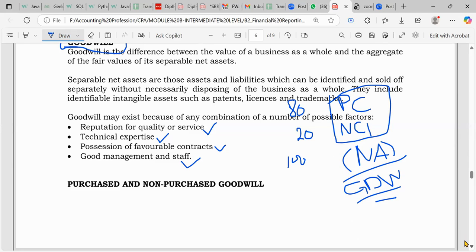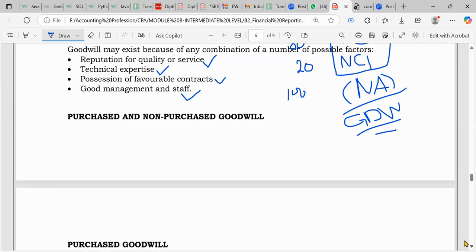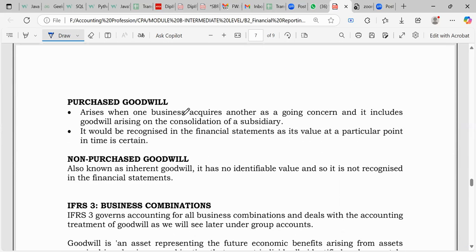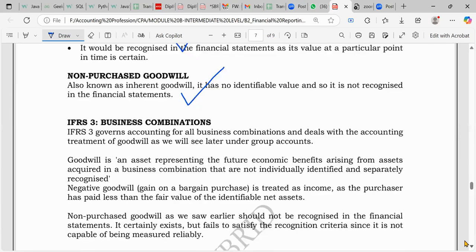And then purchased and non-purchased goodwill. We spoke about this already. I just put it like a summary. We said purchased goodwill is recognized in the books because it is paid for and it could be measured reliably. Non-purchased goodwill is an example of internally generated goodwill, which I told you you cannot recognize.